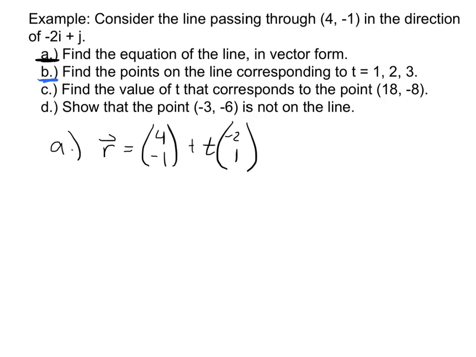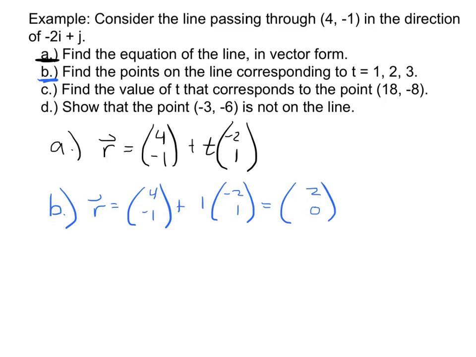Part B. Find the points on the line corresponding to times 1, 2, and 3. What this means is, they now want us to go back and ask, what happens when time is 1? Well, when time is 1, I end up with 2, 0. Note that it's asking for the points that correspond to those times. The point here is 2, 0. So there is a point on this line which is located at 2, 0.